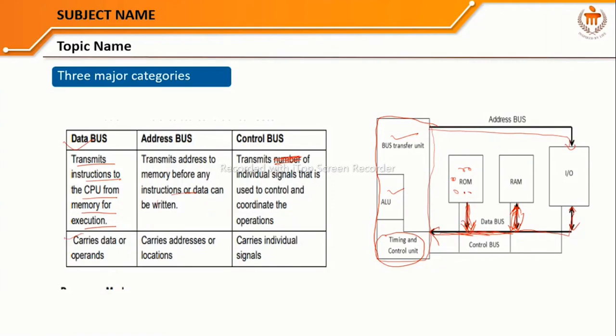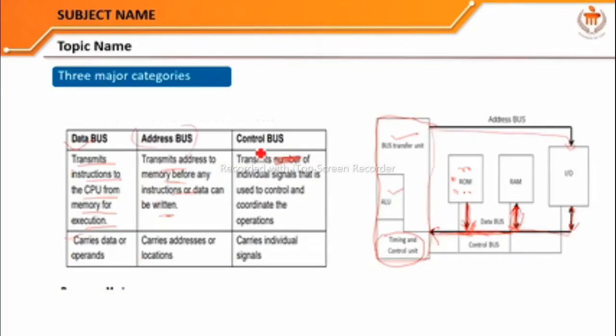In the address bus, we transmit the address in memory before any instructions or data can be written. So what does the address bus do? It can transmit the memory location where we are going to store the data. This is the main work of the address bus.